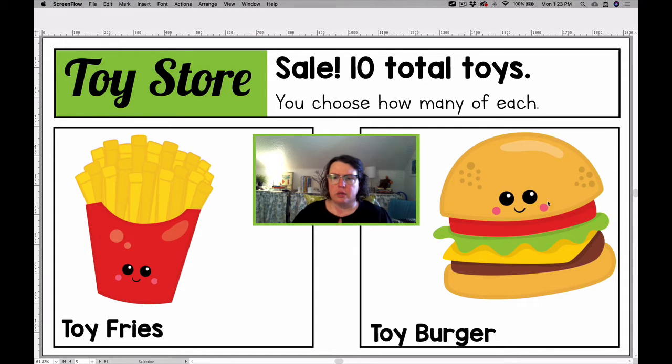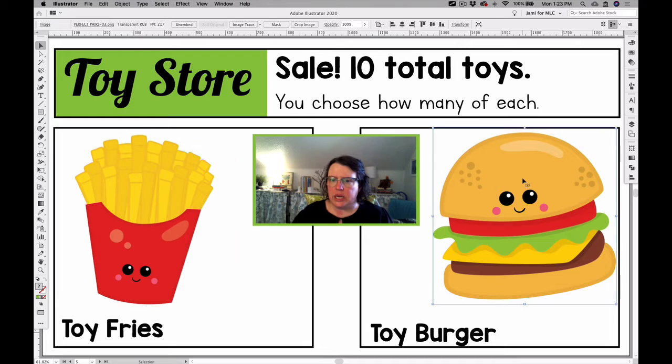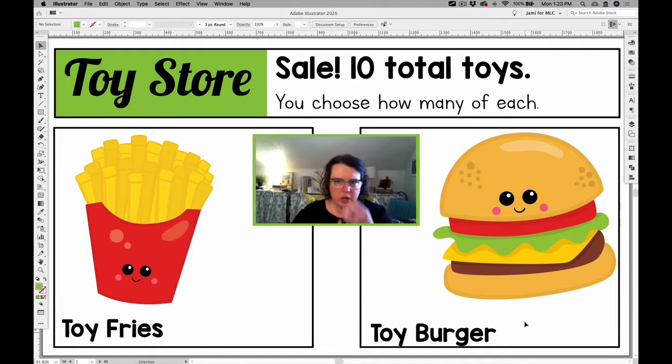Okay. So I get to choose how many of each. Looks like there are 2 to choose from. There are some toy French fries and a toy burger. Wow, so I can get 10 all together, and I get to decide how many burgers I have and how many fries I get. This is so exciting. How will I decide?